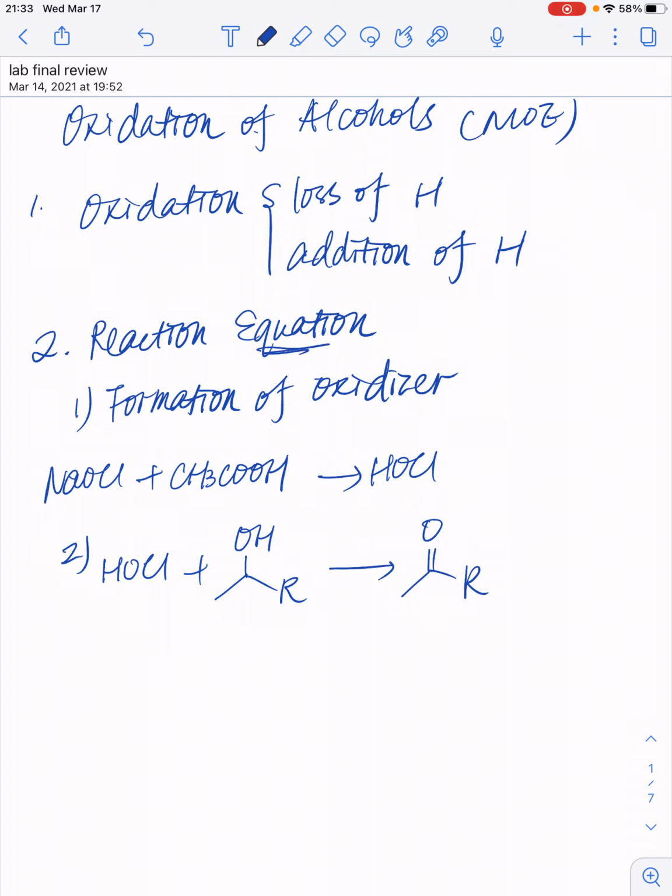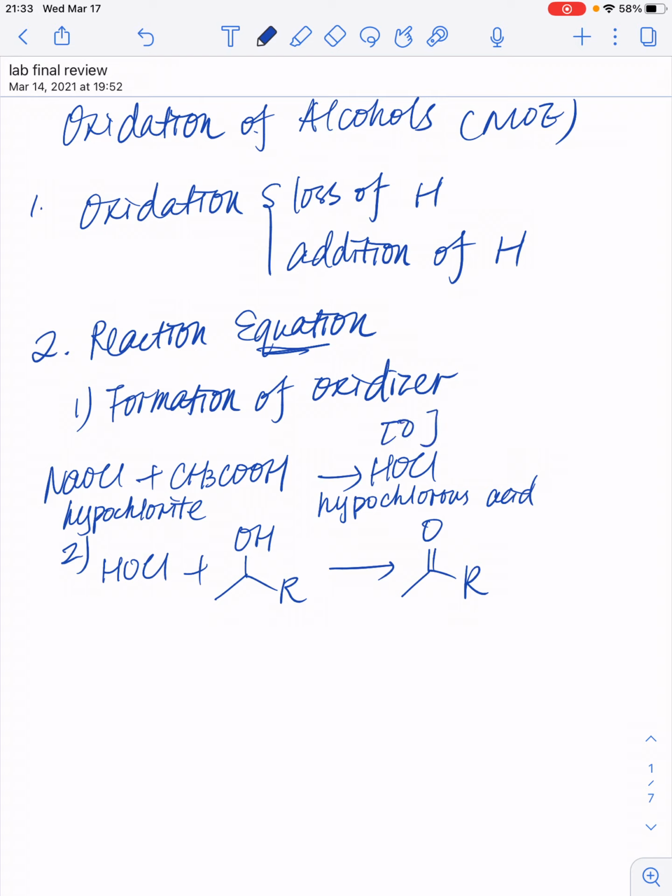The reaction follows two steps. The first one will be formation of an oxidizer. So we started with sodium hypochlorite. Sodium hypochlorite reacts with acetic acid and forms hypochlorous acid, which will be acting as an oxidizer, right?